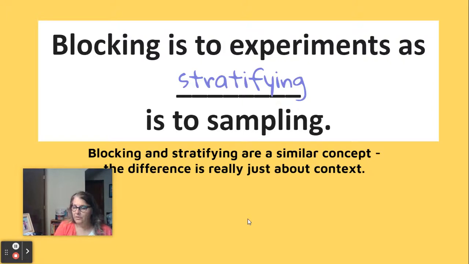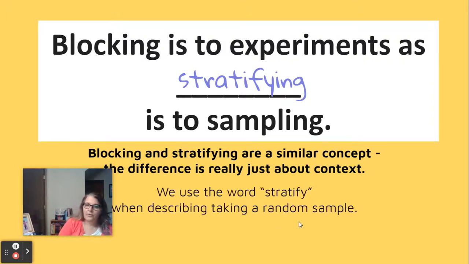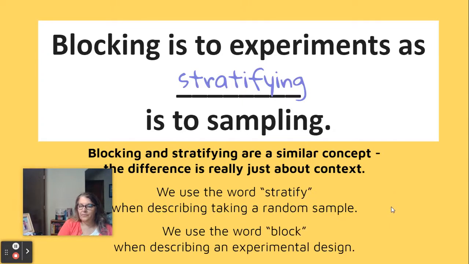The difference is really just about context. We use stratify when we're describing taking a random sample, and we use block when we describe an experimental design. And so that's all we're going to do today.